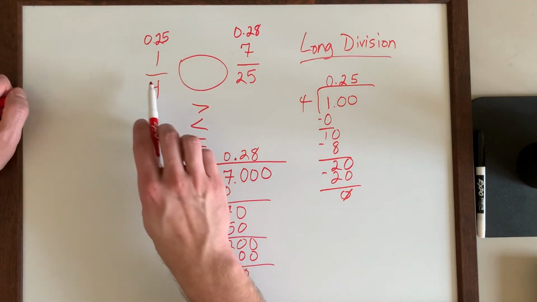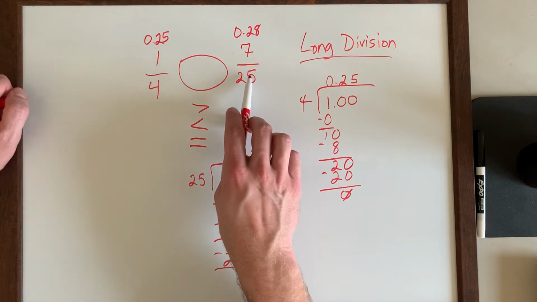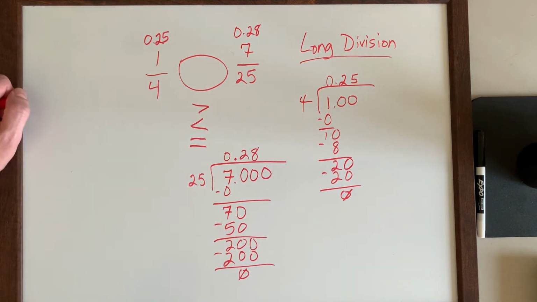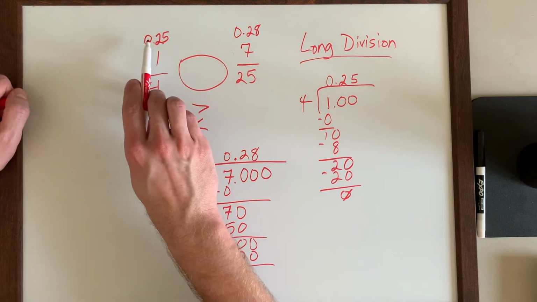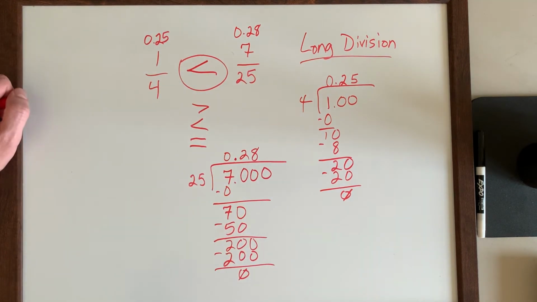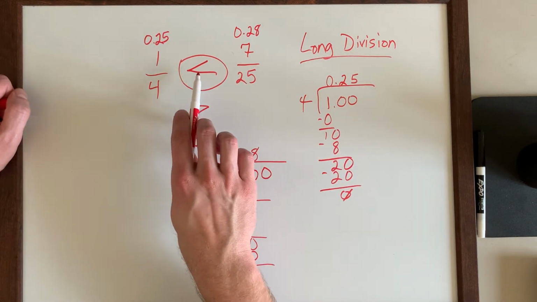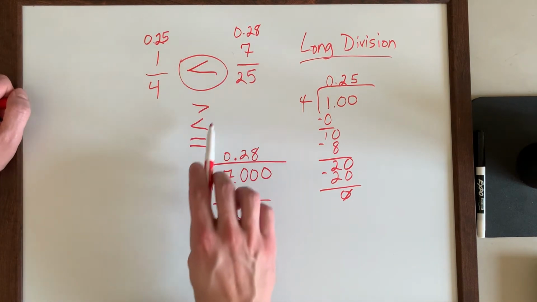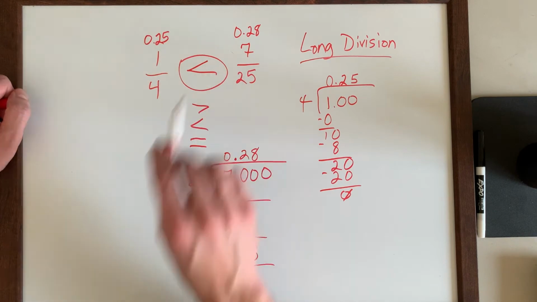Now, instead of trying to compare these two fractions, let's look at these two decimals. Which one of these is bigger? 0.28 is bigger, and so we're going to say 0.25 is less than 0.28. And you can remember that a couple different ways. The less than symbol is always going to eat the bigger number. Less than and greater than, it's always going to eat the bigger number.